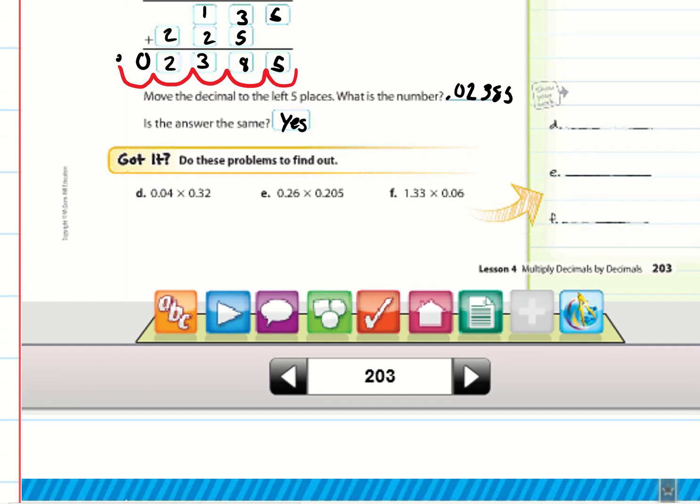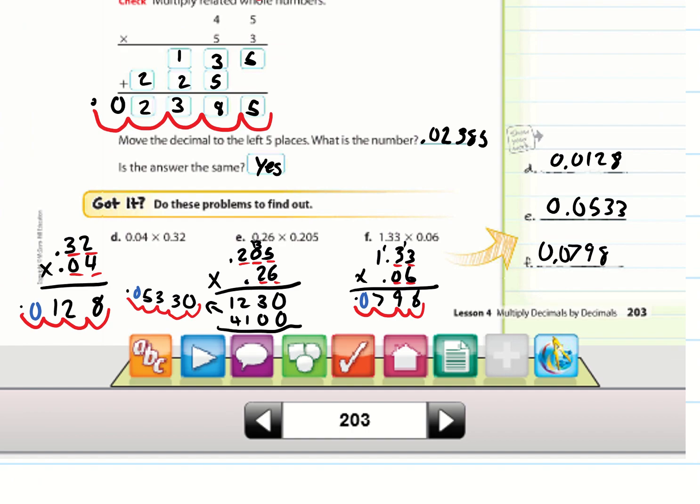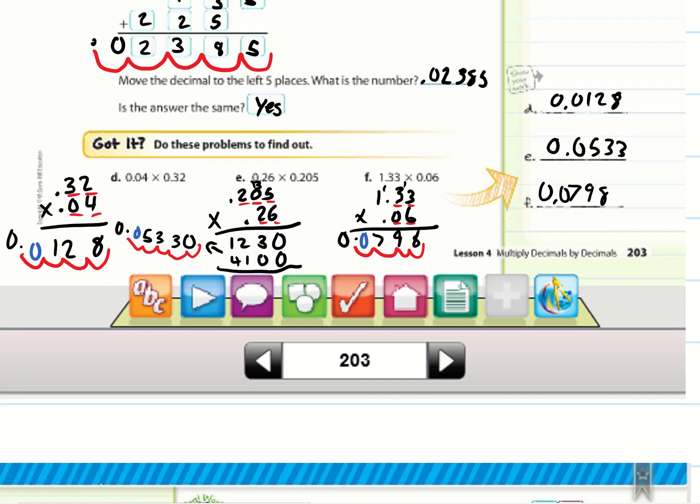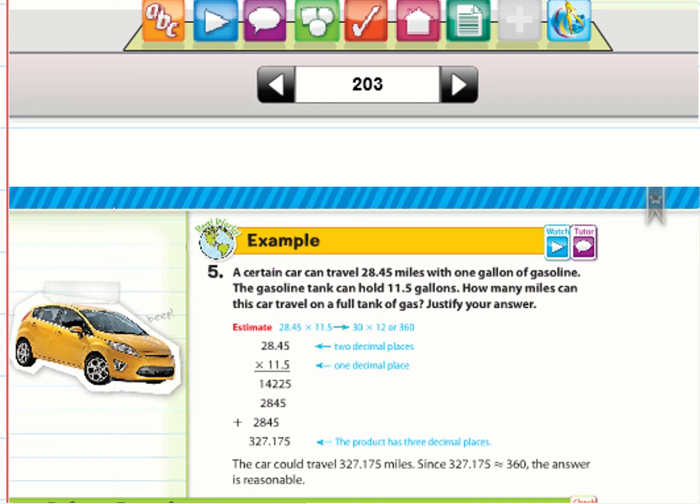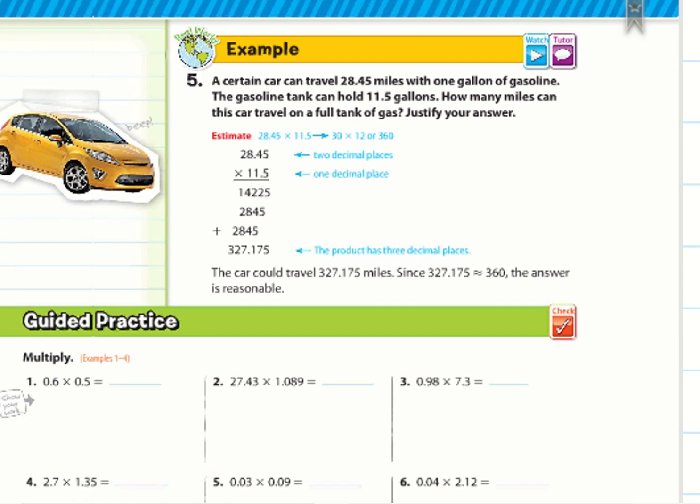So now that you got in practice, go ahead and pause the video and do D, E, and F. So after doing the Got It's, your answers should look like mine. I can add some zeros in front of these decimal places. So yeah, pretty simple. This is very similar to yesterday's lesson, except for just having more decimal places.